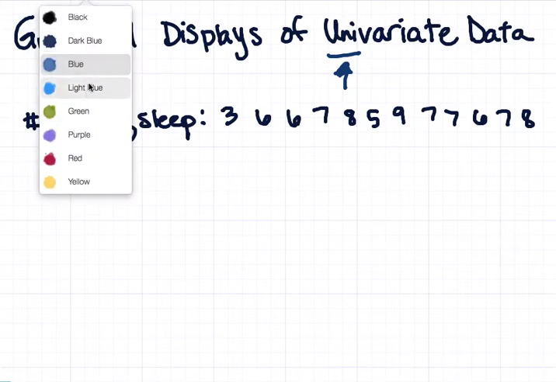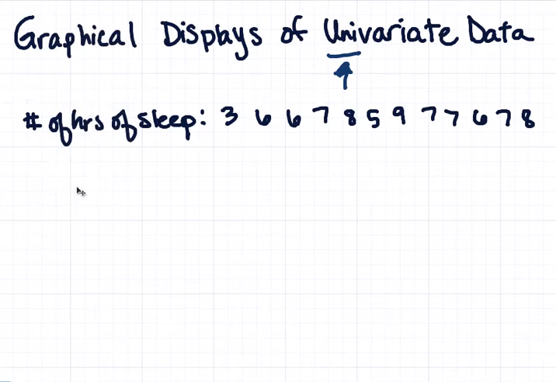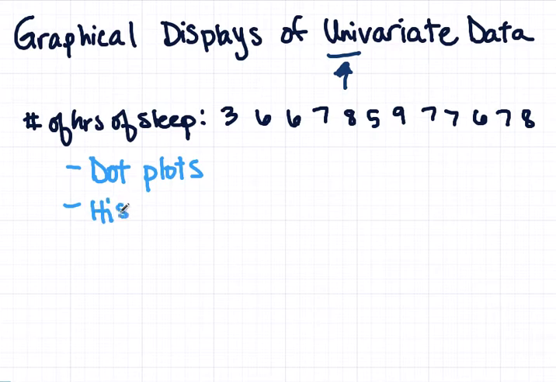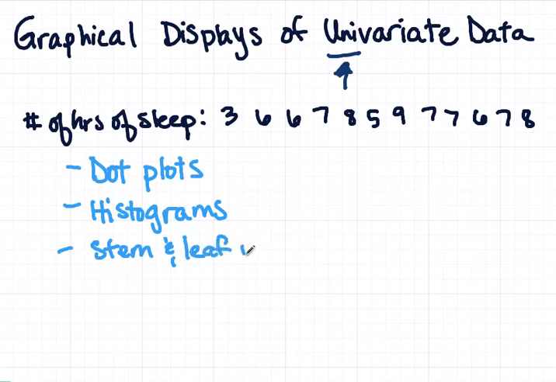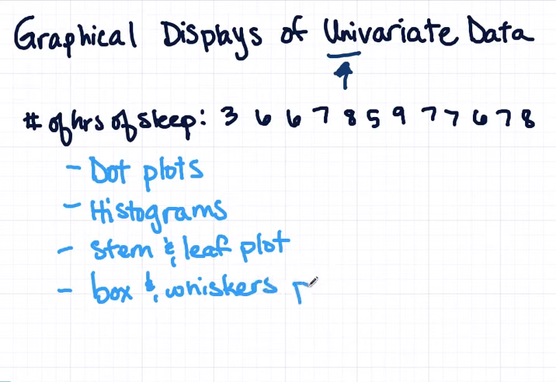So there are a few different graphical displays that we use for univariate data, and I'll list them out here. So common graphs we use would be dot plots. We might see some histograms. We might see a stem and leaf plot. And lastly, the fancy box and whiskers plot. And no, that sadly does not involve a cat.